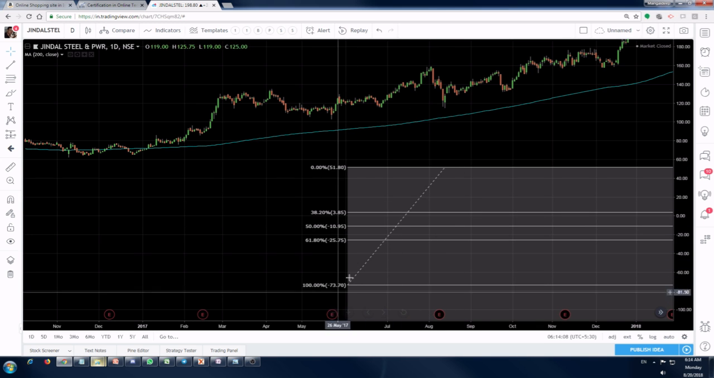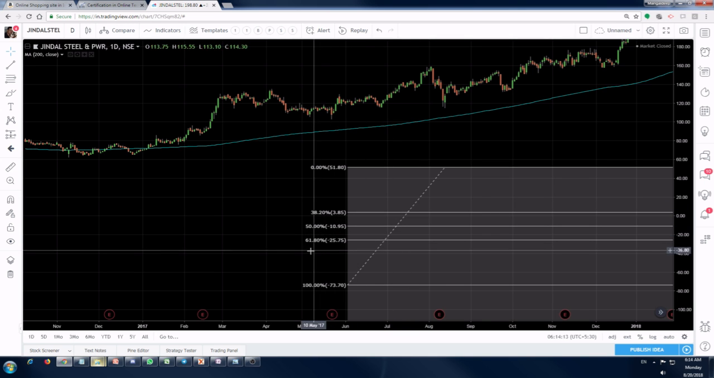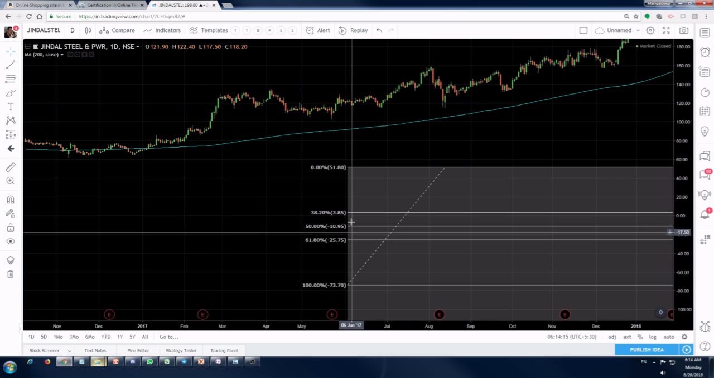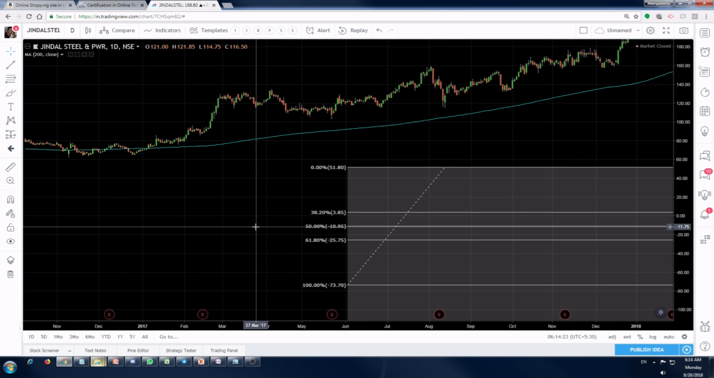Once you draw this line, automatically you will see some levels coming up: 38.2, 50 and 61.8. These three levels are the retracement levels. Now let's say, for example, the stock is going up like this, and it reaches a point after which it starts coming down. This coming down of the stock is called the retracement.